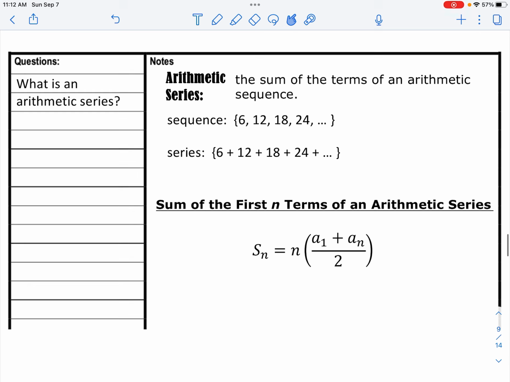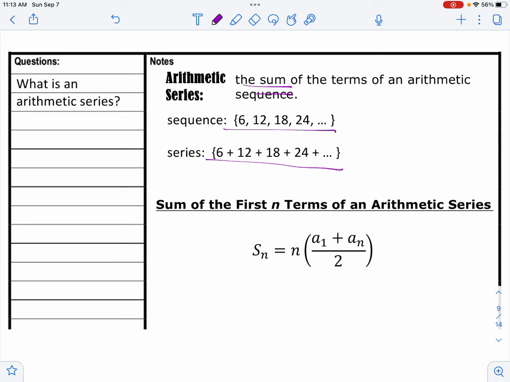All right, now arithmetic series. A series is very similar to a sequence, except that you add these together. So I take the sum of all the terms of an arithmetic sequence. So take a look at this. This is my sequence, 6, 12, 18, 24. Now in a series, what we do is we take those same terms and we add them together. That makes a series, okay?